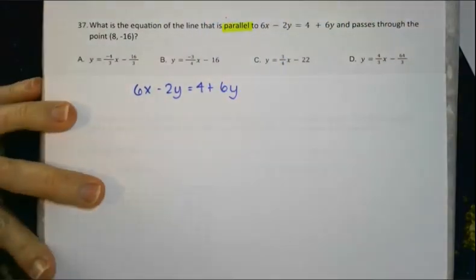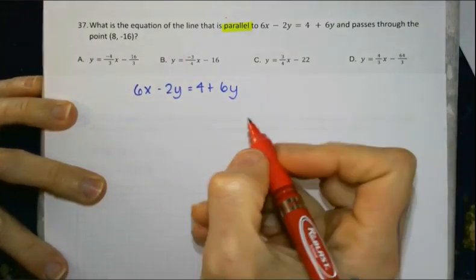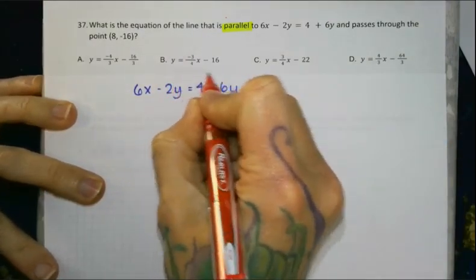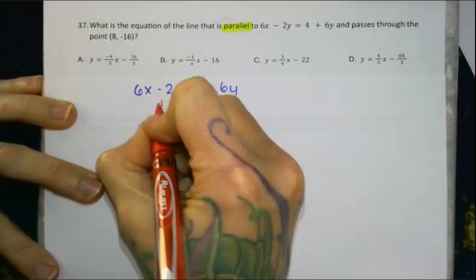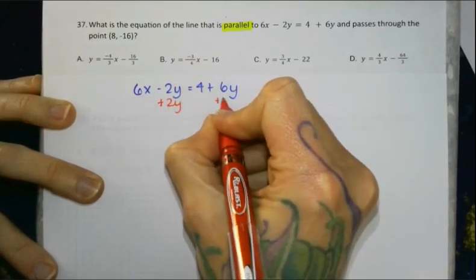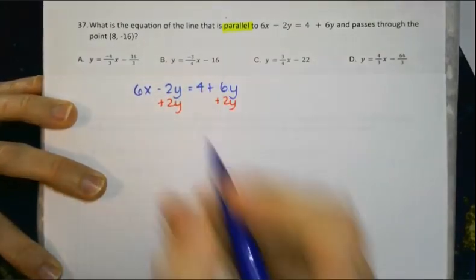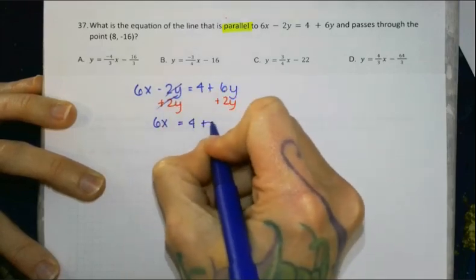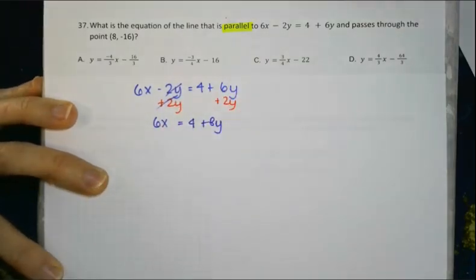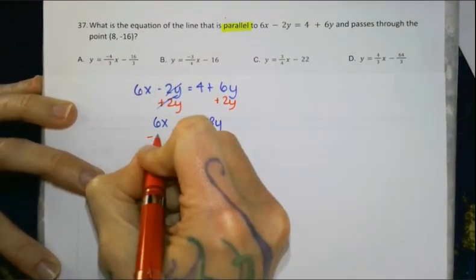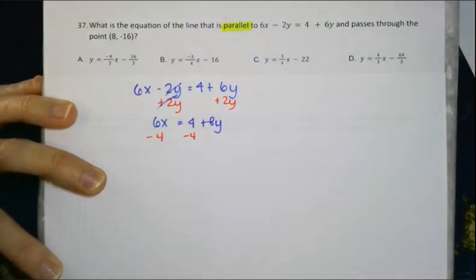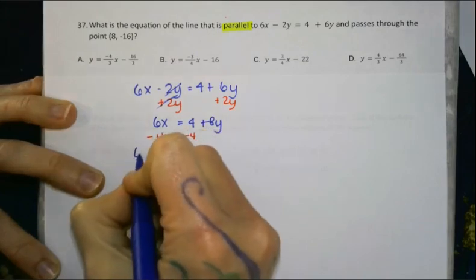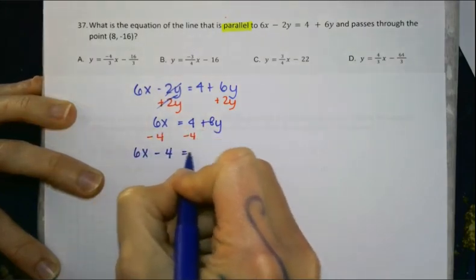We're going to isolate y because we need to get this in y equals mx plus b. I'm going to move y to this side because it'll make it positive. So add 2y, add 2y. 6x equals, these guys are gone, 4 plus 8y. I'm going to move the constant over there with our mx, and then our negative 4 is going to be our plus b. So it's going to be 6x minus 4 equals 8y.